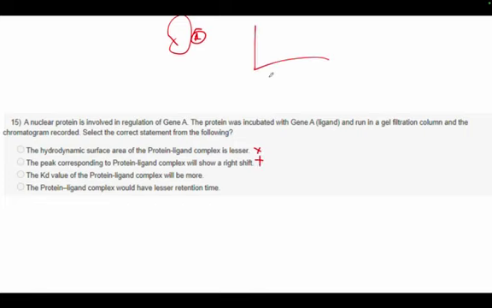As you know, in gel filtration chromatography, the proteins elute in order of decreasing size. So if this is my protein without the ligand, once we add the ligand, because the size is increased, the peak will shift towards the left. Right? KD value is not of any consequence in this experiment as such. The protein ligand complex will have lesser retention time is true, because it is bigger, it is going to elute first from the column. This is true.